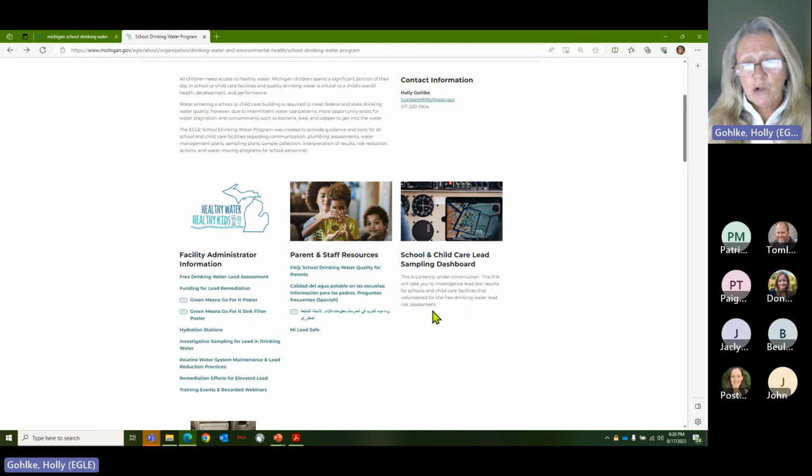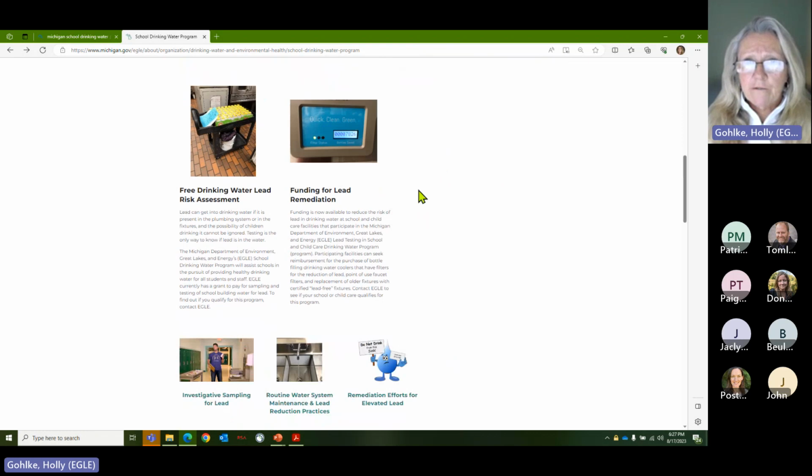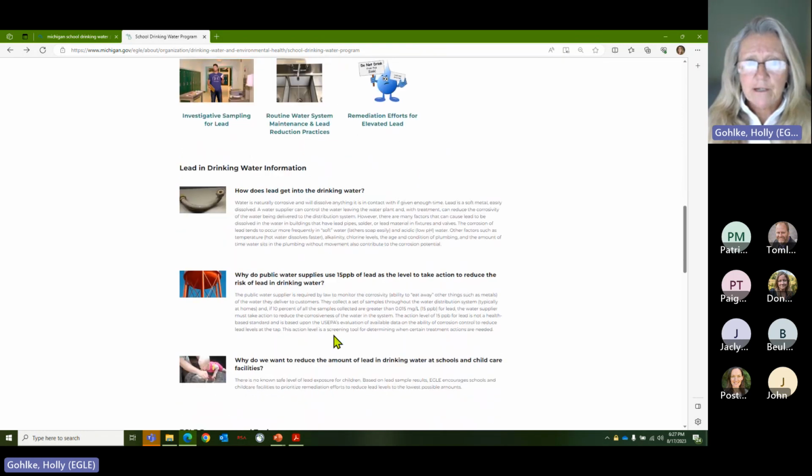Now, one thing about this dashboard, it's only for schools and childcares that volunteer to participate in the free lead testing program. So not every school is going to qualify because there are certain factors that we have to look at to be able to spend this money for the free lead testing. So if a school or childcare is not on this dashboard when we get it up and running, it doesn't mean that they didn't sample. It just means that we did not do the sampling through our program. And then, of course, there's a lot of other information on this site.